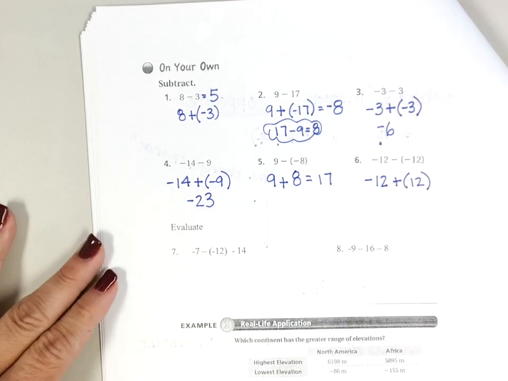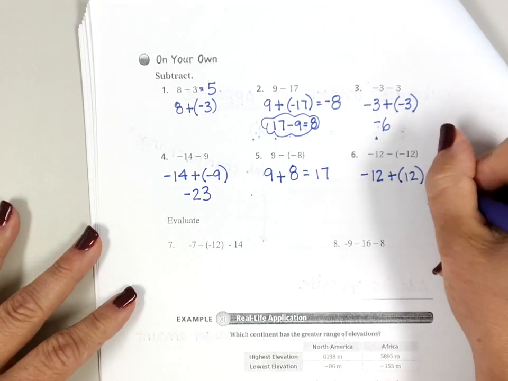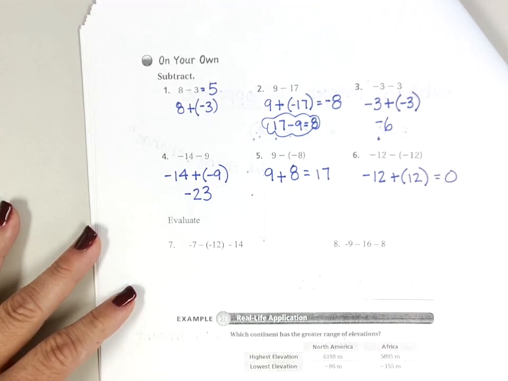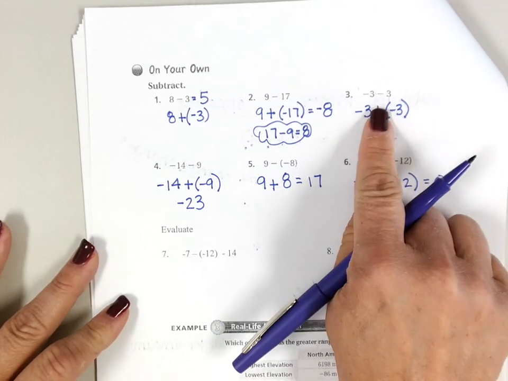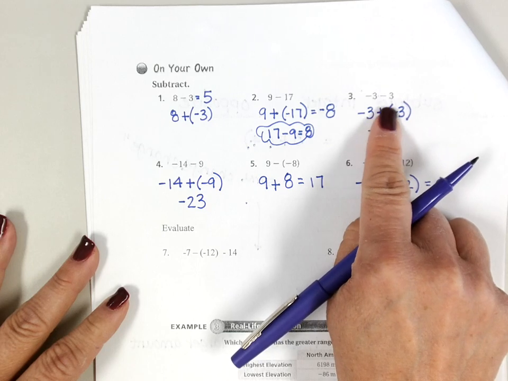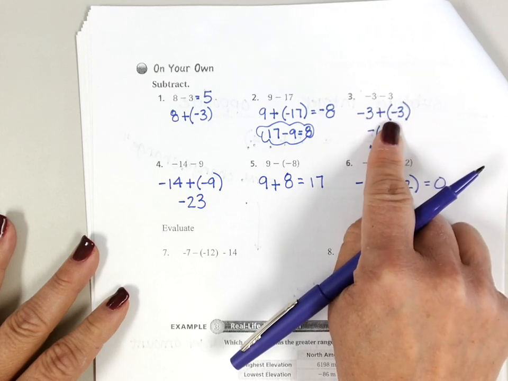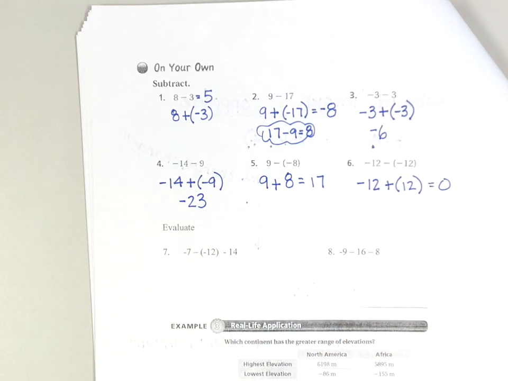Number 6, negative 12, I keep, I change to plus, and I change to the opposite, 12. I actually did not need that parenthesis. I don't know why I wrote it. I've got different signs, but what I notice is that they're opposites. And when I add opposites together, I always get 0. Not when I subtract opposites, when I add opposites. Because number 3 up here had subtracting opposites. You got to be careful. Some people put 0 there. You got to turn it into a plus first. Keep, change, change before you can see if it's opposites or not.